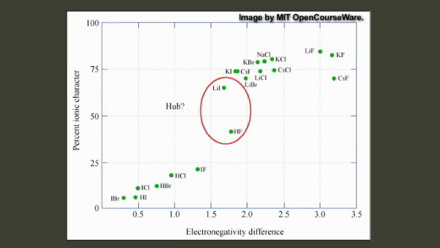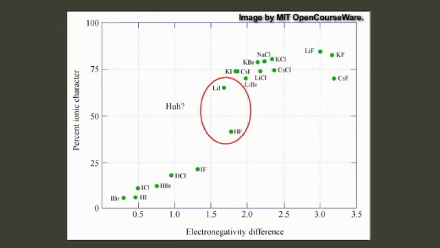Oh, and this was a plot of percent ionic character. So you can see that the strongly covalent compounds down here have very, very low electronegativity differences and therefore very low ionic character. And way up here are the ionics. And in between is HF. It's almost at the cusp.